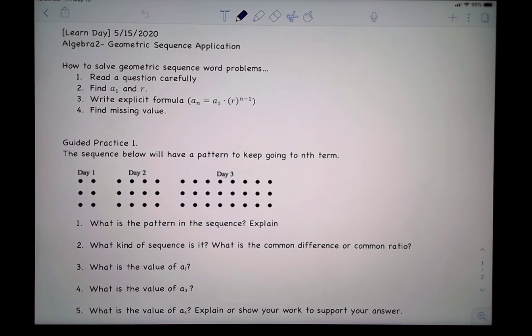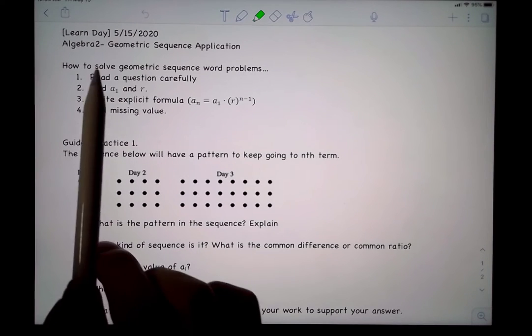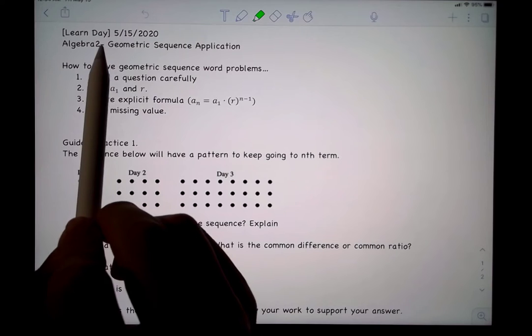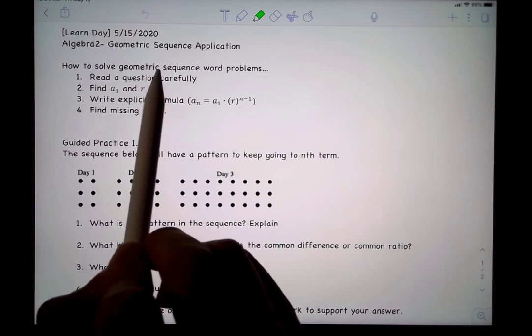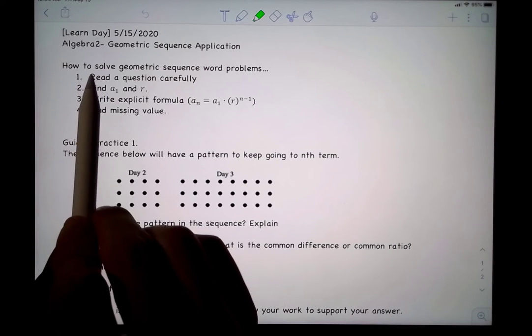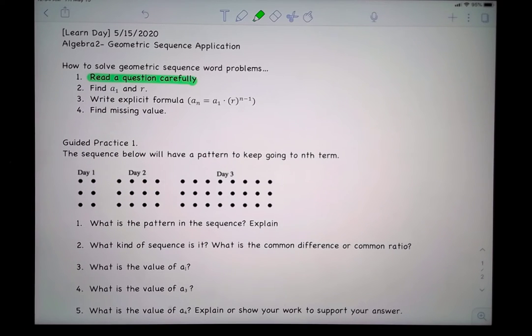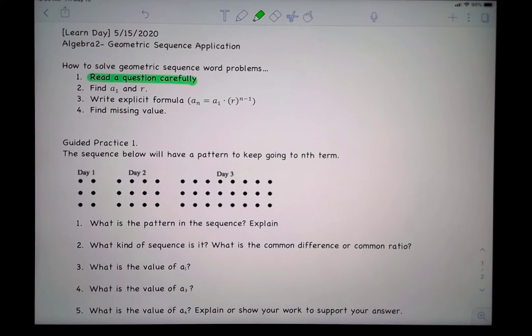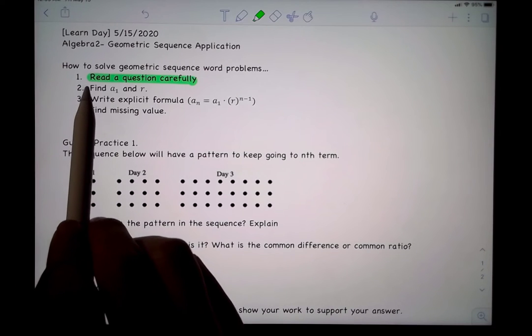Okay, so look, I just wrote how to solve the geometric sequence word problem. So here are the steps. Step 1, read the question carefully. Any word problem, to solve it you need to read. If you don't read, you never ever get it. And step 2, when you read, you will realize A1 and R.